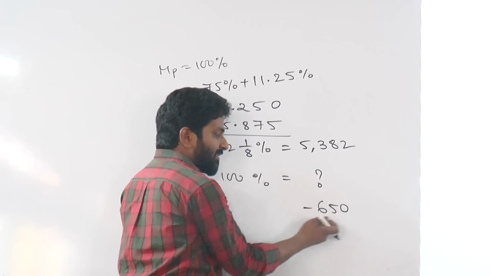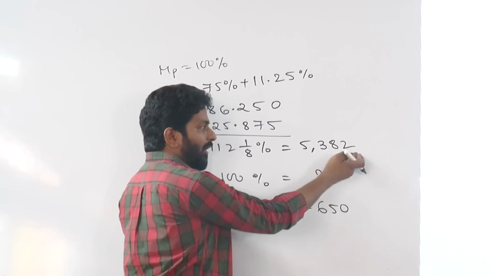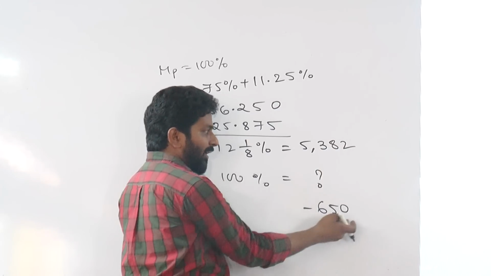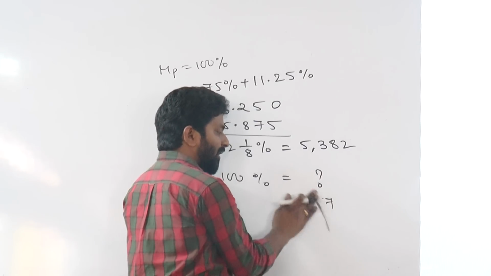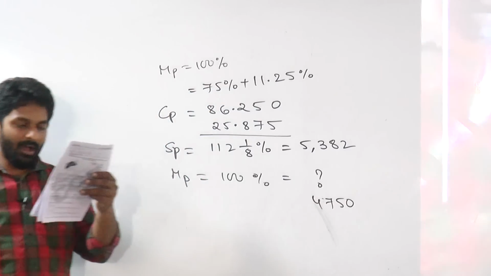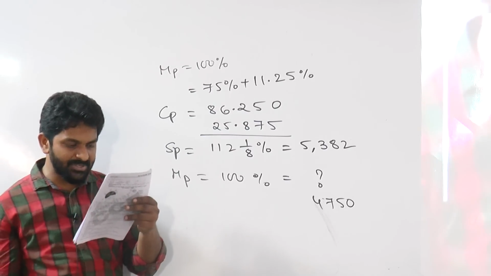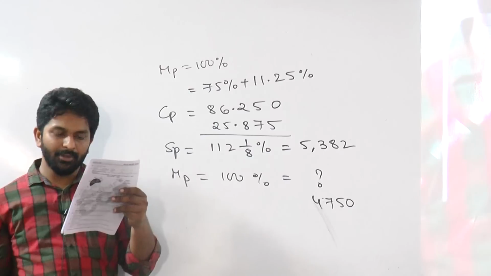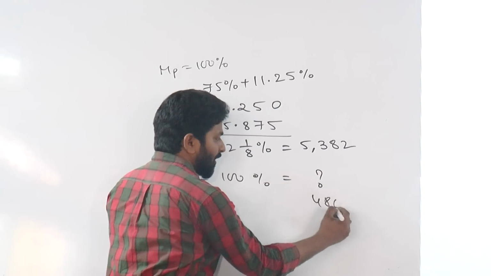First let me subtract 650, 400, and then again 250. My answer is near about 4,750. Look at your options. Answers are nearby 4,750. How many options you have? Only one. 4,800. That must be your answer. So let me go with 4,800.